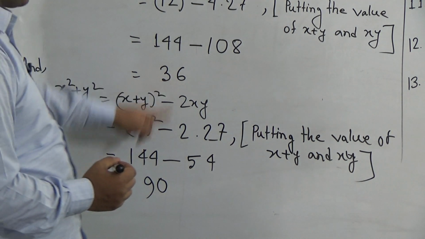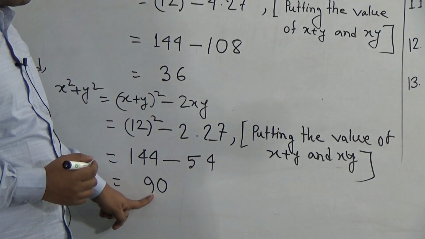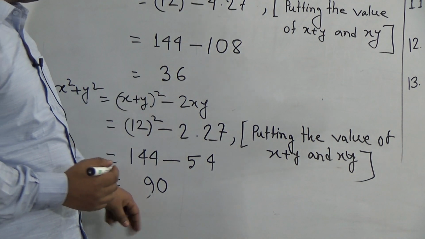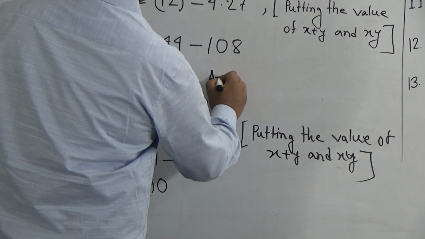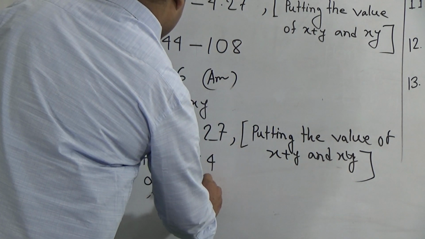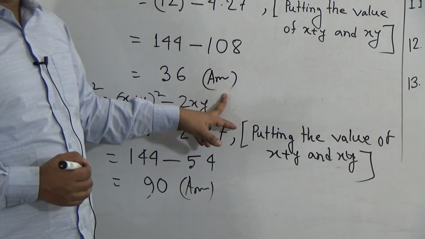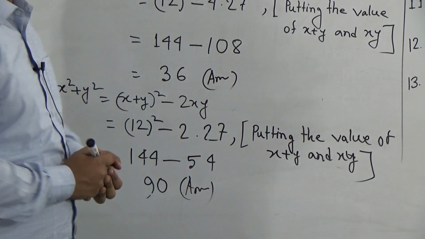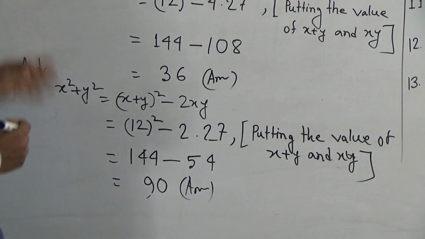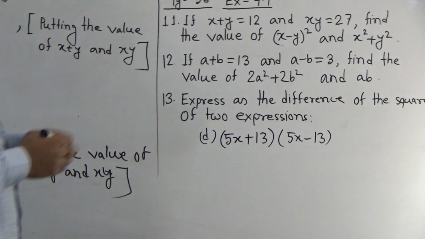Here 36 and 90. I repeat, 36 and 90. So it is one answer and it is another answer. Okay. As our solution is done, you must write the answer. So this is question number 11. Next we shall solve question number 12.